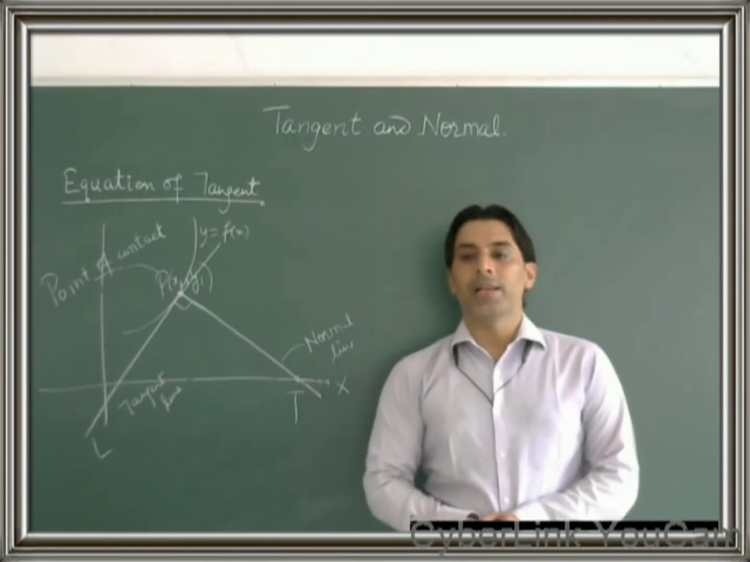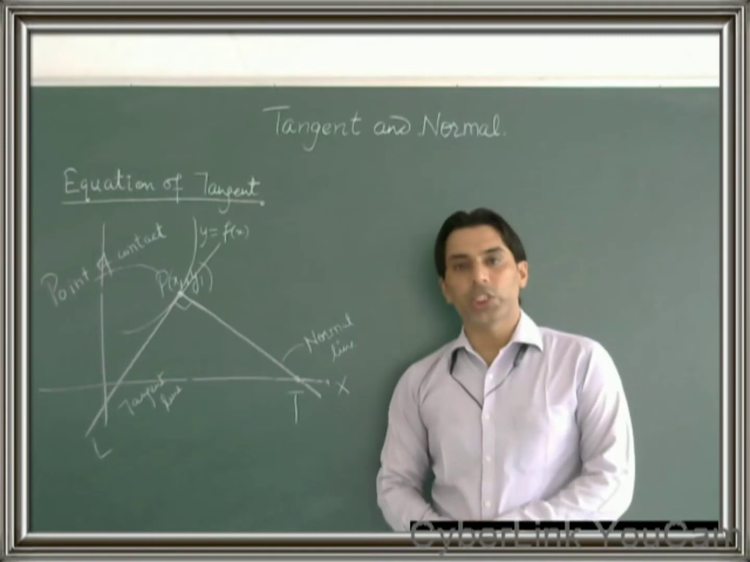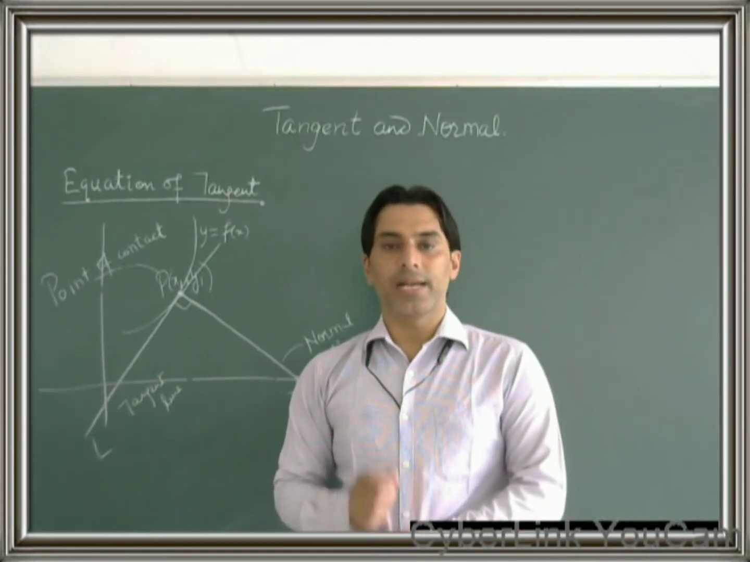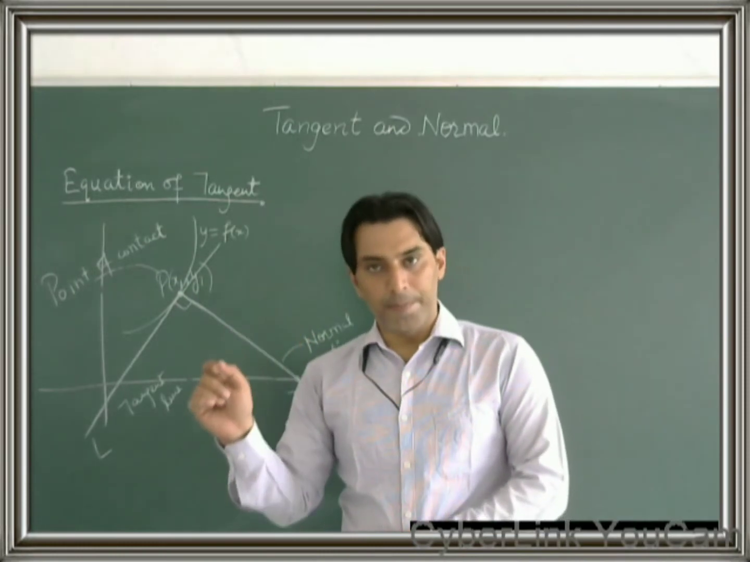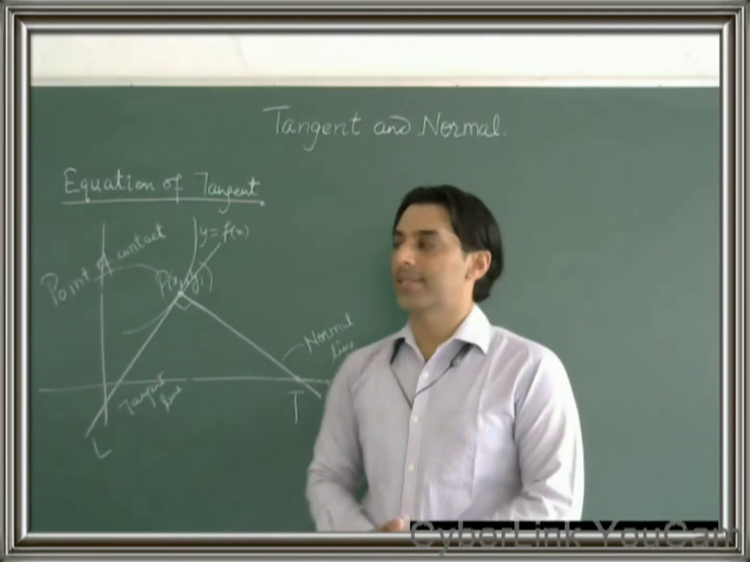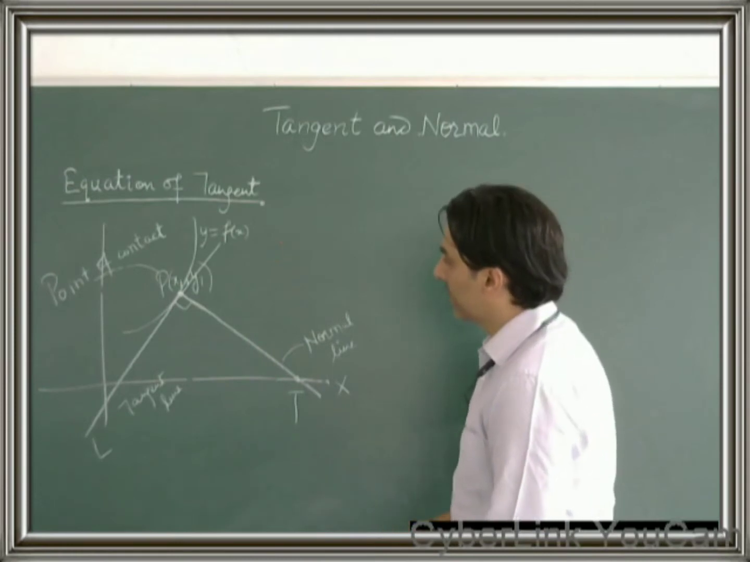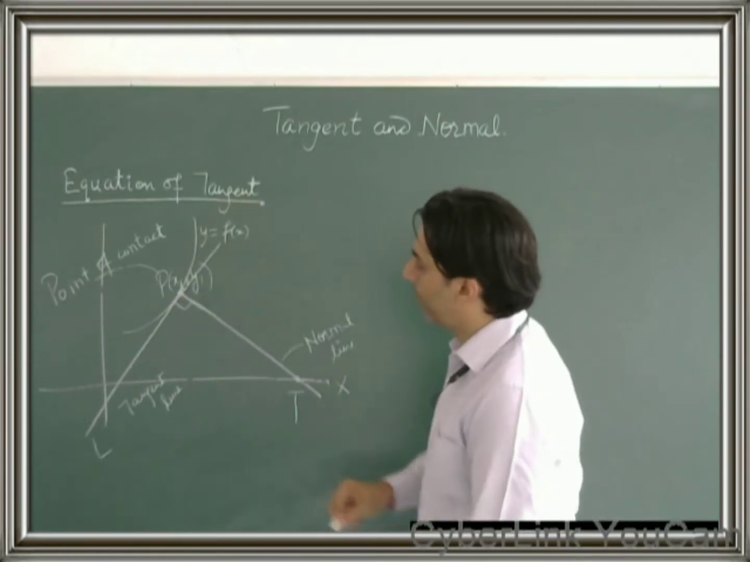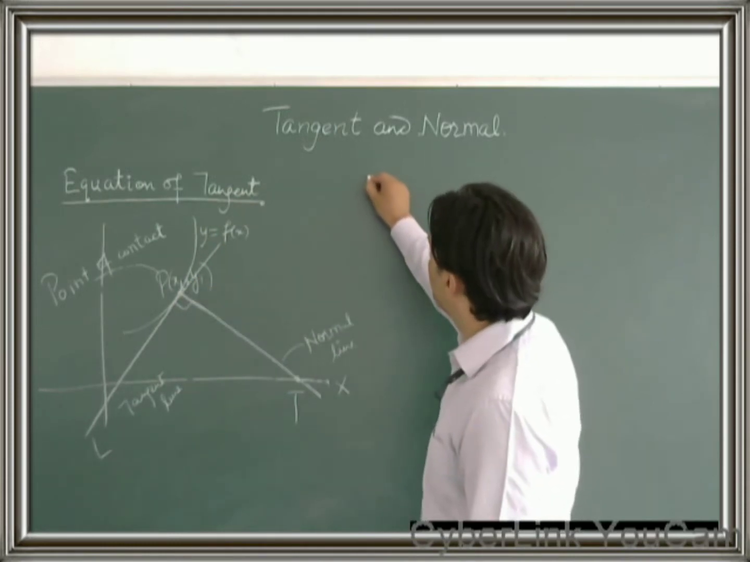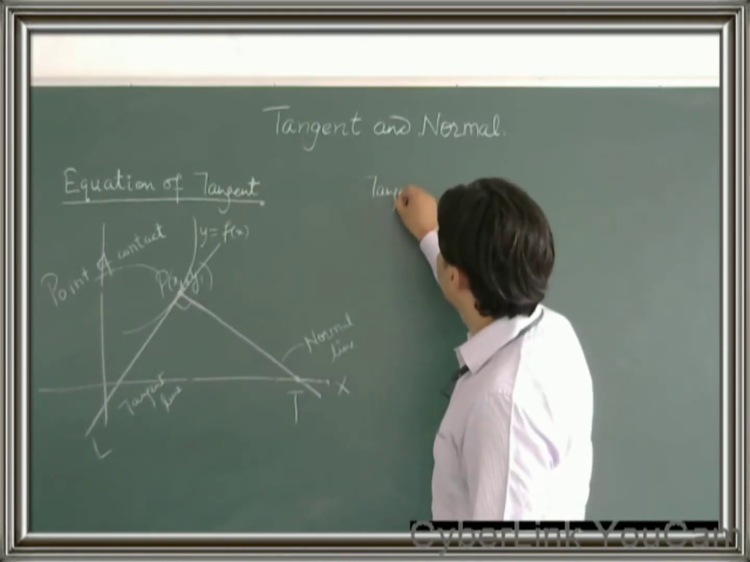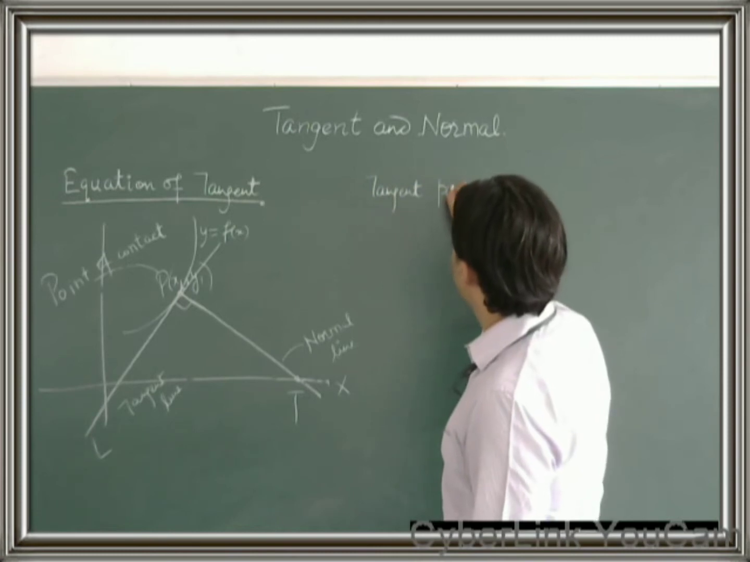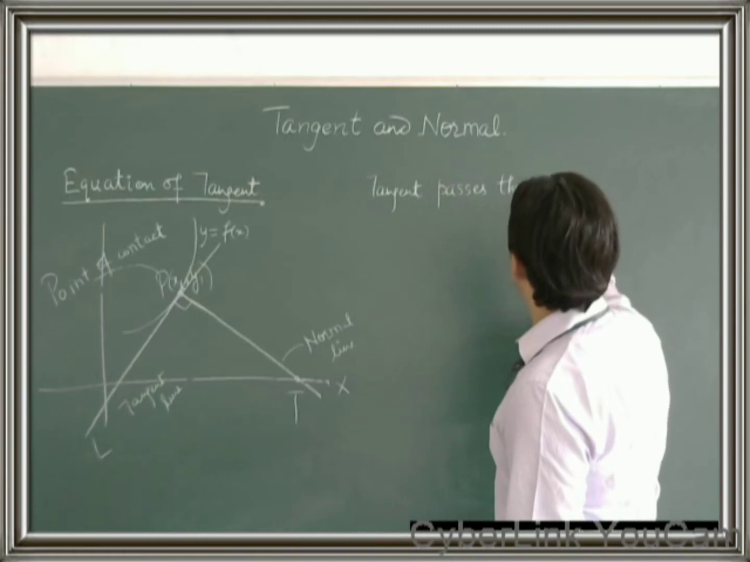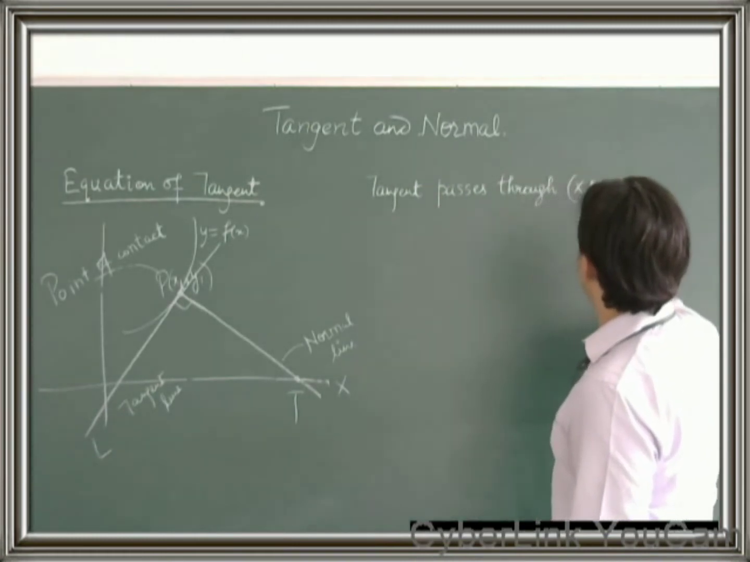Now we know very well that in order to find the equation of a line, I need the slope of a line and a point from where the line passes. So let's first of all proceed with the equation of the tangent line. So this is your point of contact x1, y1. So your tangent passes through x1, y1.